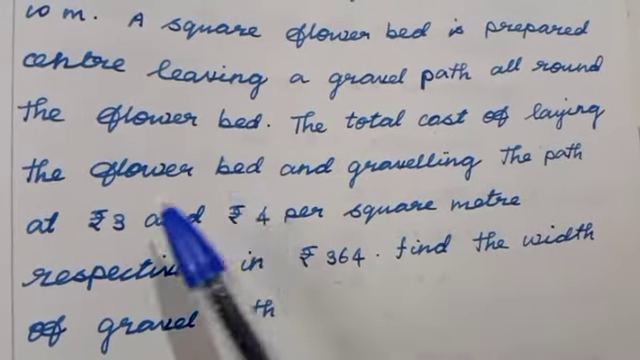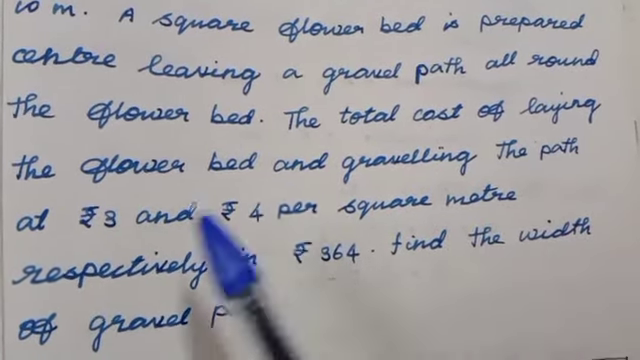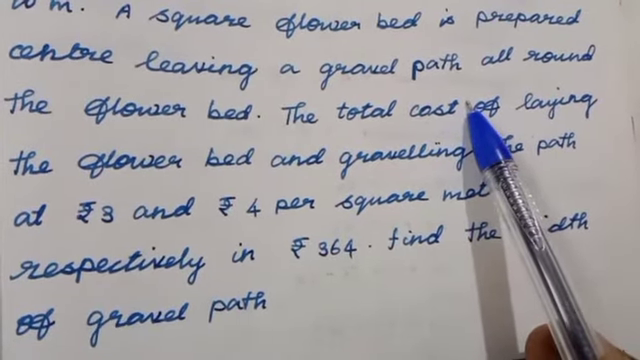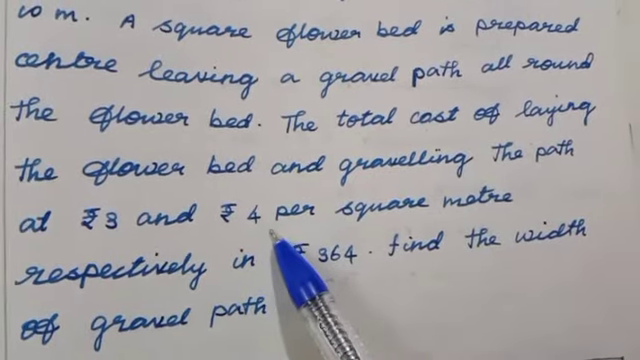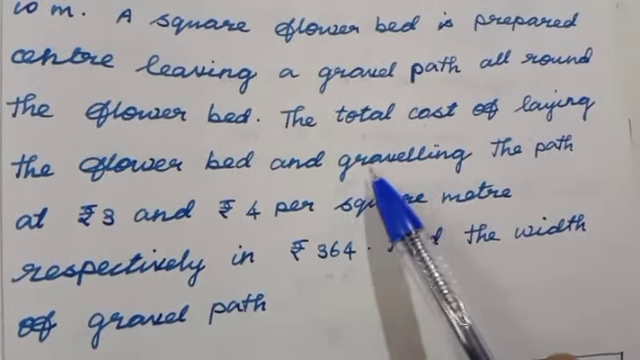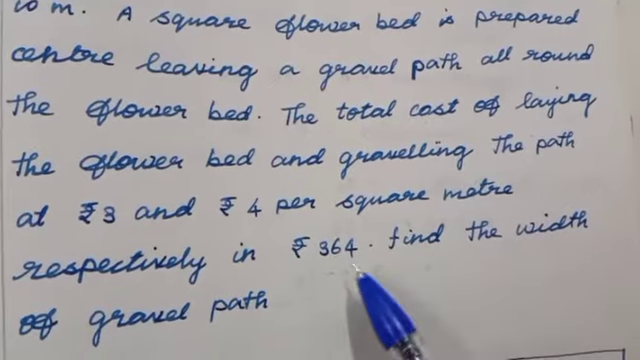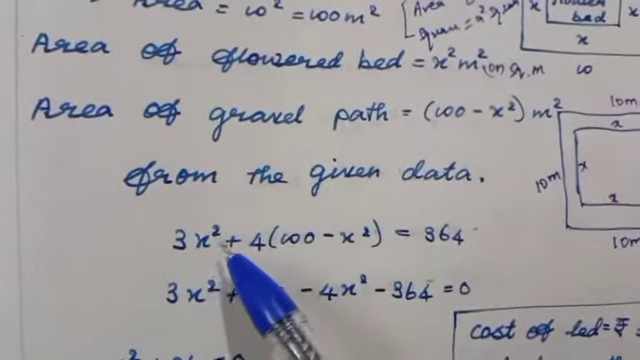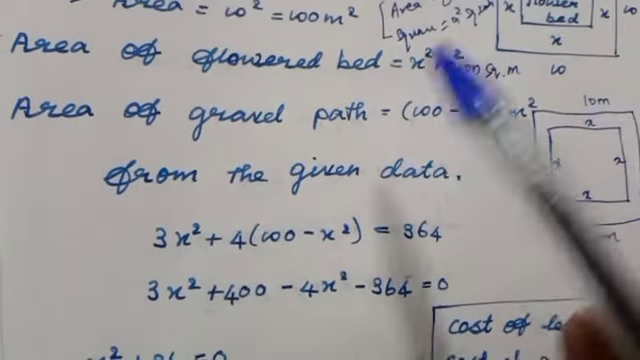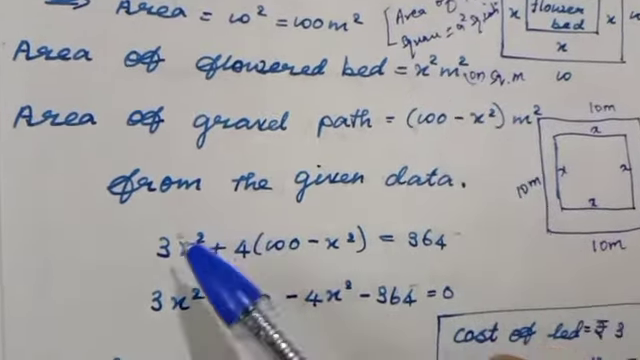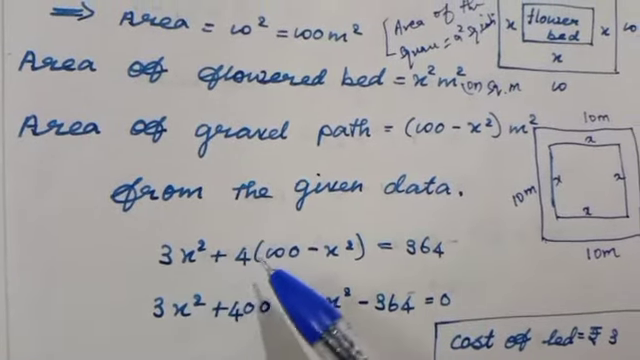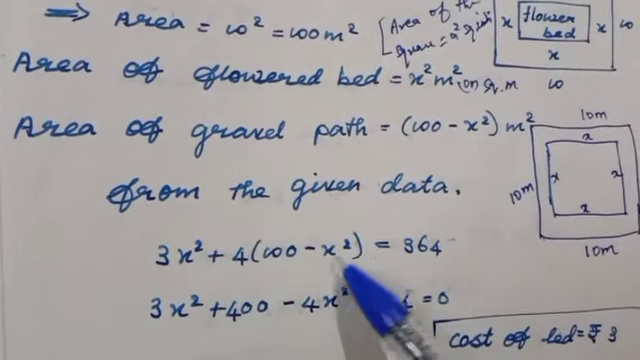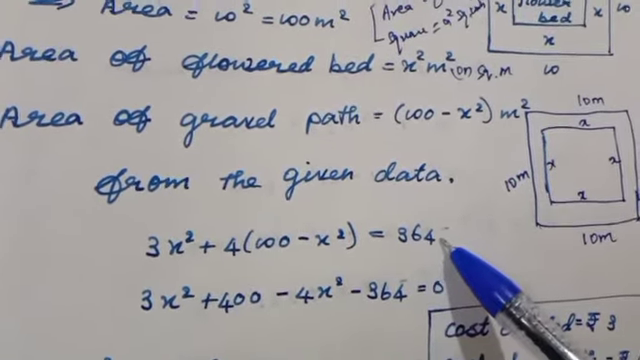The total cost of laying the flower bed and graveling the path at rupees 3, this is for laying the flower bed, and rupees 4 is for graveling the path. Their total amount is 364. So now that is 3 into x squared, the flower bed area, plus 4 into the graveling path area we found, 100 minus x squared, is equal to 364.